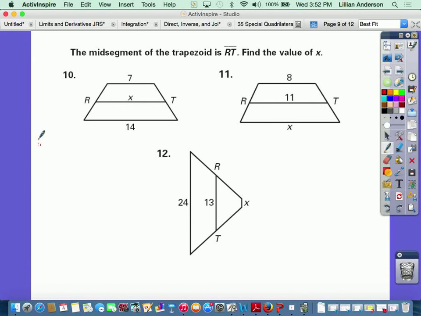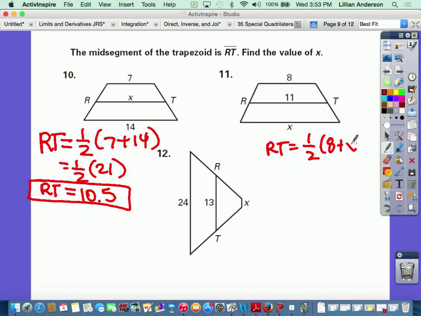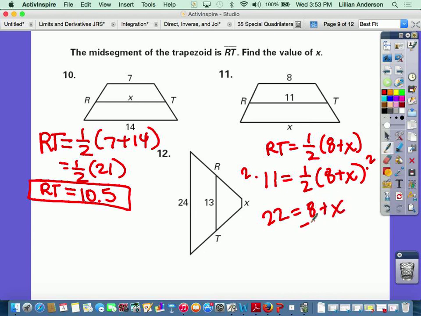Here, RT is our mid-segment. So that means we have to take half of our two bases when we add them together. Well, half of 21 is 10.5. So RT is 10.5. Look at the next one. RT has to be half our two bases. Well, it looks like our variable is one of our bases and RT actually has a length. So we're going to plug in and we're going to solve. We're going to multiply both sides by 2 to get rid of the 1/2. So we get 22 equals 8 plus x. And then we subtract 8 from both sides. So x, the value of our base, is equal to 14.